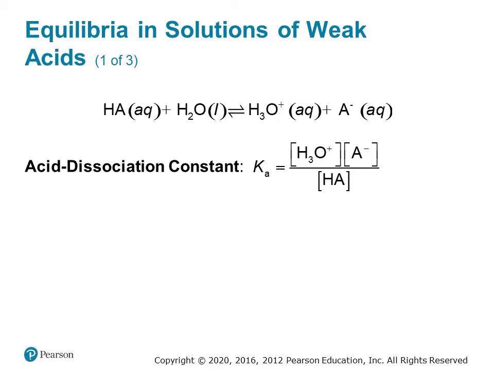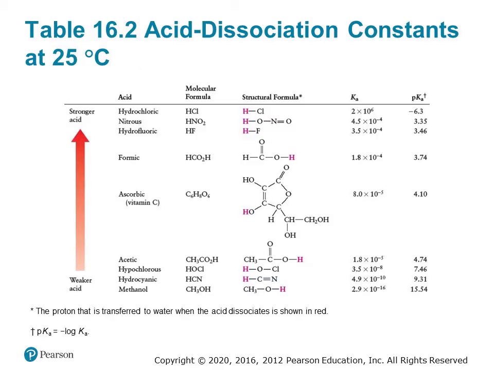The equilibrium constant for an acid dissociation is abbreviated as Ka, and is equal to the hydronium ion concentration multiplied by the acid's conjugate base concentration, all divided by the concentration of the undissociated acid itself. Some example values for acid dissociation constants are shown here.